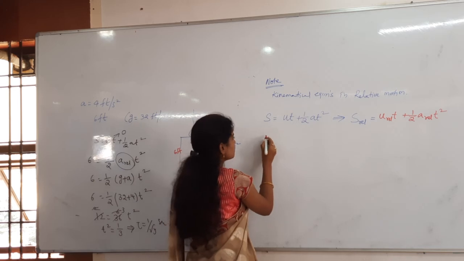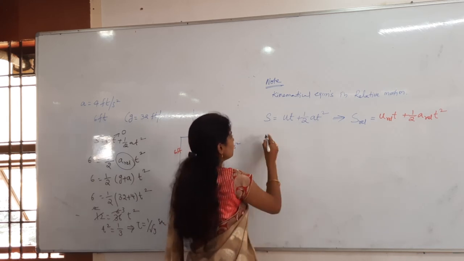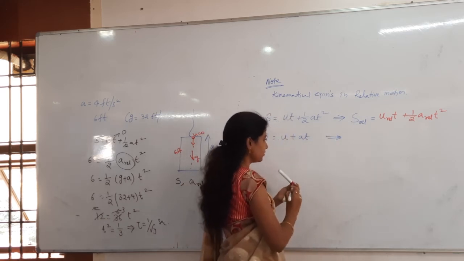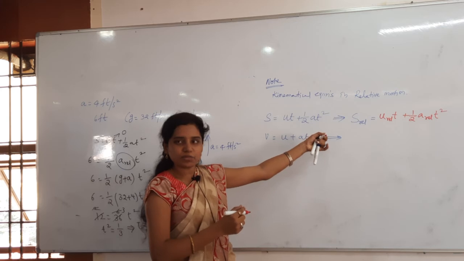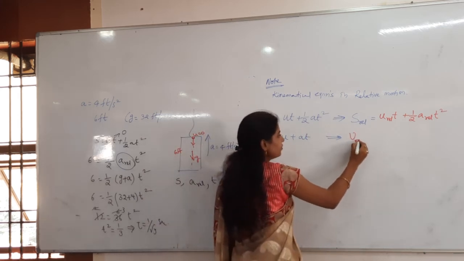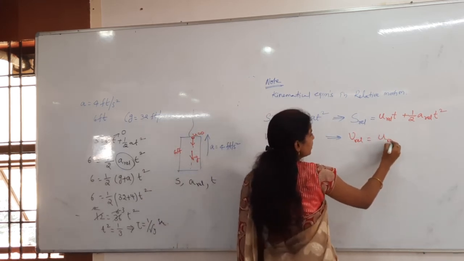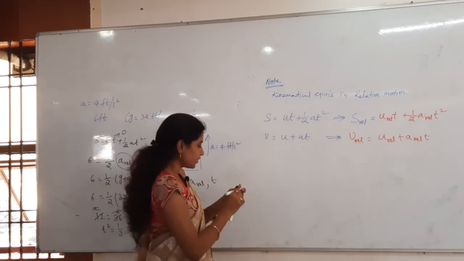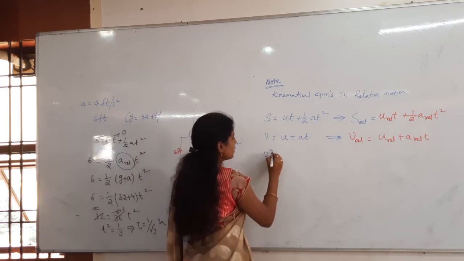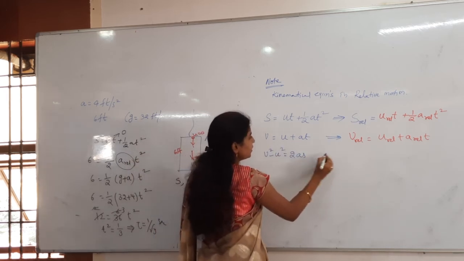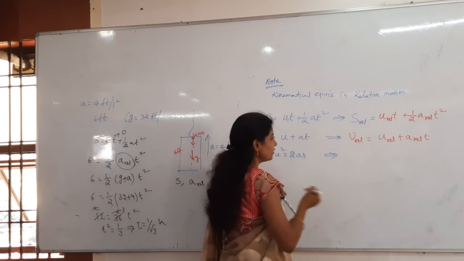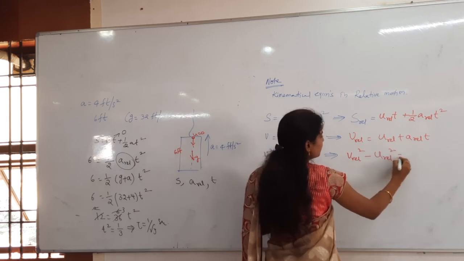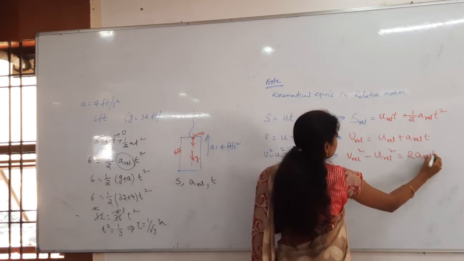Then the next one is what? V is equal to U plus AT. What can I write in relative motion? V relative is equal to U relative plus A relative into t. Then what is the next formula? V square minus U square is equal to 2AS. For that I can write V relative square minus U relative square is equal to 2A relative S relative.